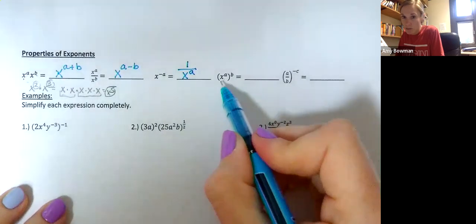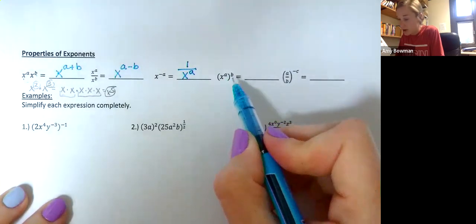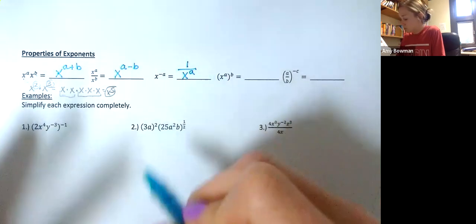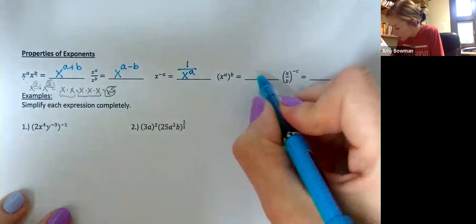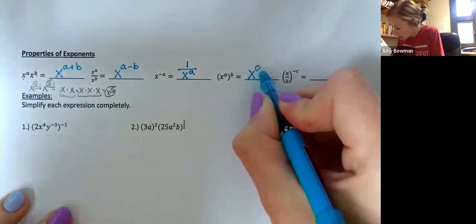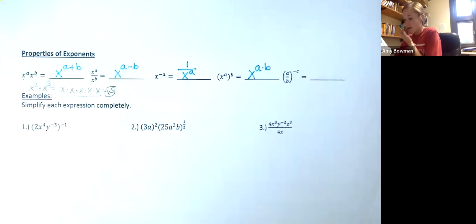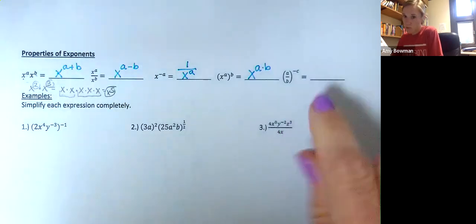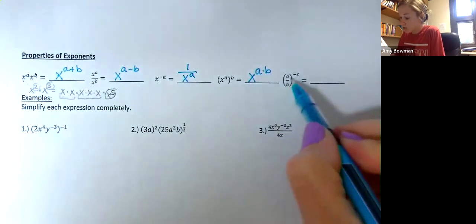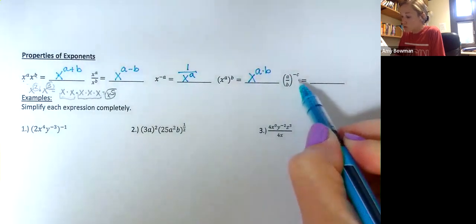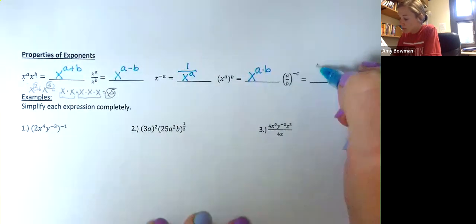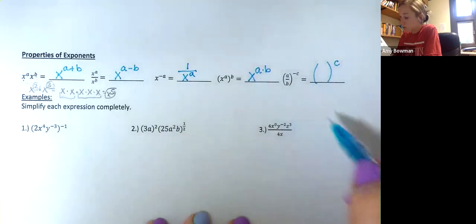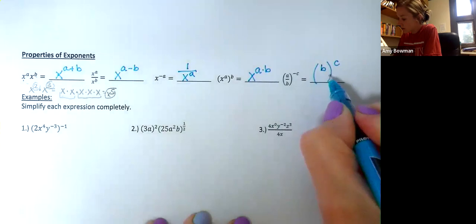Then we've got something raised to a power raised to another power. What do you do with those two exponents? You just multiply them together. So that would be x to the a times b. And then this one, you won't see quite as much, but if you've got a whole fraction raised to a negative power, you can rewrite it to a positive power, positive c, as long as you just flip that, take the reciprocal b over a.